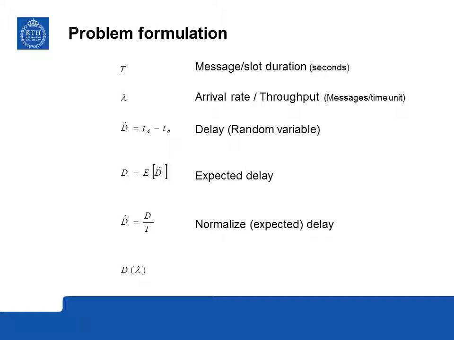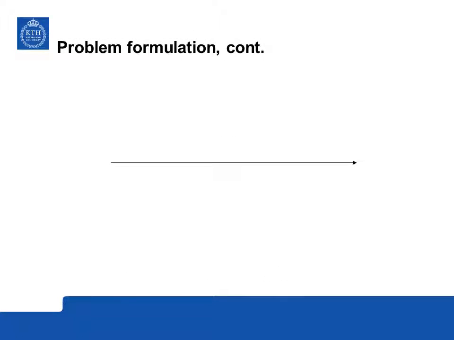In most of the examples we use the normalized time, so T will be equal to 1. And finally, the objective function that we are interested in is the relationship between the delay and the arrival rate, or the delay and the throughput of the system.